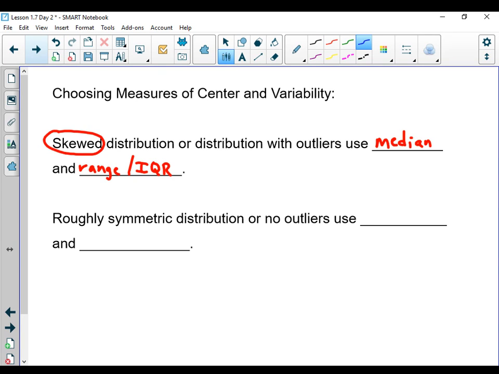So we'll still find those other things, but if I'm really describing it, I would describe it using the median and the range with the IQR. If I find out that it's roughly symmetric, and again, it's hard to get exactly symmetric, but if we get fairly close to symmetric, and we find out there are no outliers, that's when we use the mean, and we'll use the standard deviation.